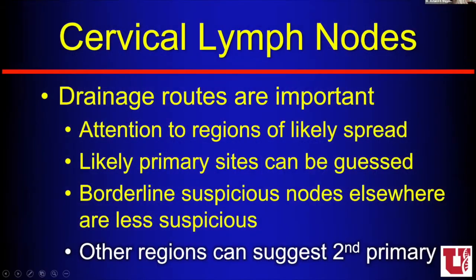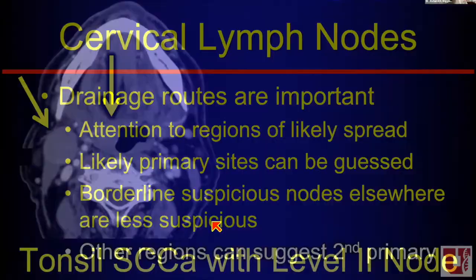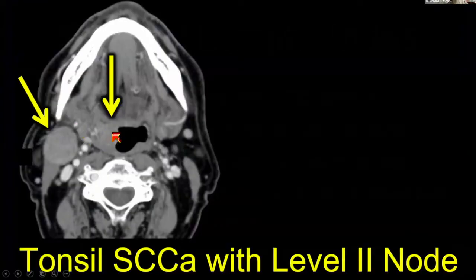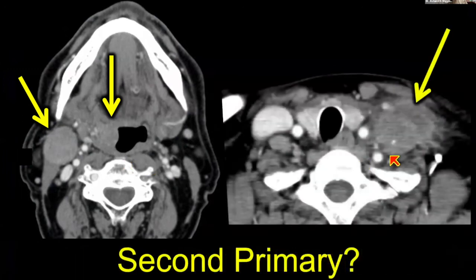Now, the fourth and last reason that drainage is important is because other regions of lymph nodes might suggest to you a second primary. So if I have a palatine tonsil squame, this one looks pretty solid, and I have a pathologic node on that side, and this thing does not cross midline. If I have an obvious pathologic node on the other side, that doesn't quite make sense in this lymphatic drainage. So this is going to make me think that there might be a second primary somewhere else.